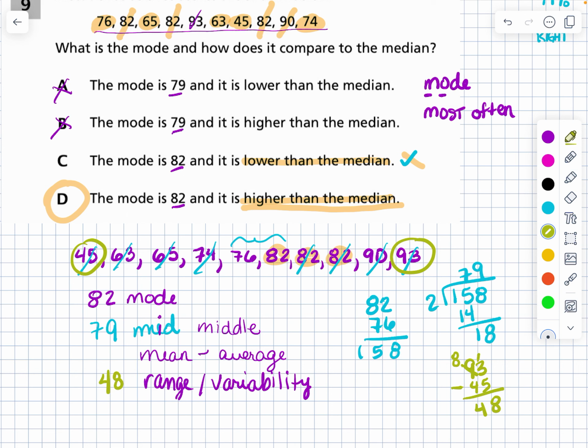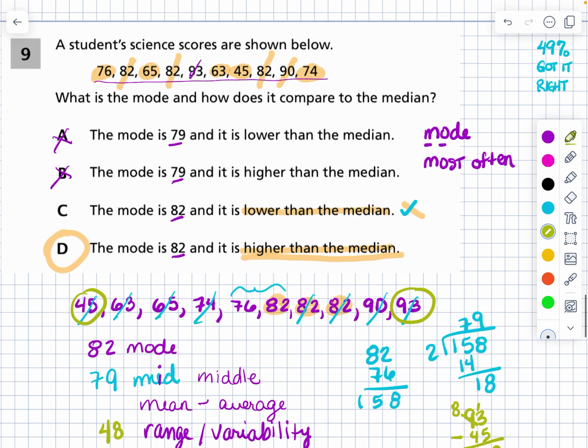And I don't know the average, but what you would do to find the average, you would add up all of these numbers, all 10 of these numbers, and then divide by 10 to get your average. I hope this helps. One thing is 49% of the students that answered this question got it right. So this is a little more difficult question with only half the students getting it. So now you know, order all your numbers and learn your definitions. And they're not too hard once you start looking at them and start working with them.